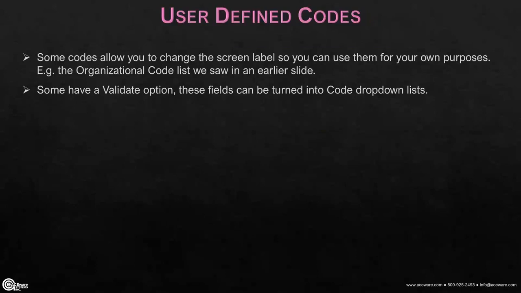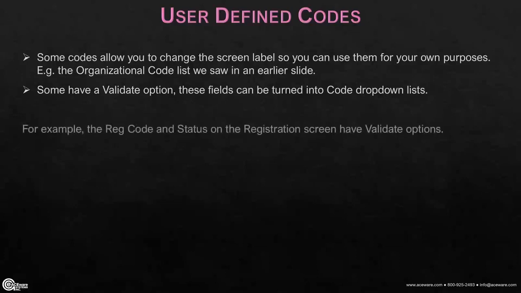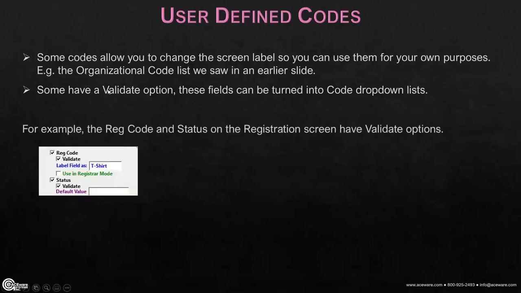User defined codes. Again, in the name, course, register, instructor areas, you have that additional info area of codes. You can edit those codes from the preferences screen. You also can edit those codes from the name UDF, course UDF, reg UDFs area. And in some cases, you have a validate option. In the regular codes, this is from the preferences area where you can choose to validate like reg code or validate status.